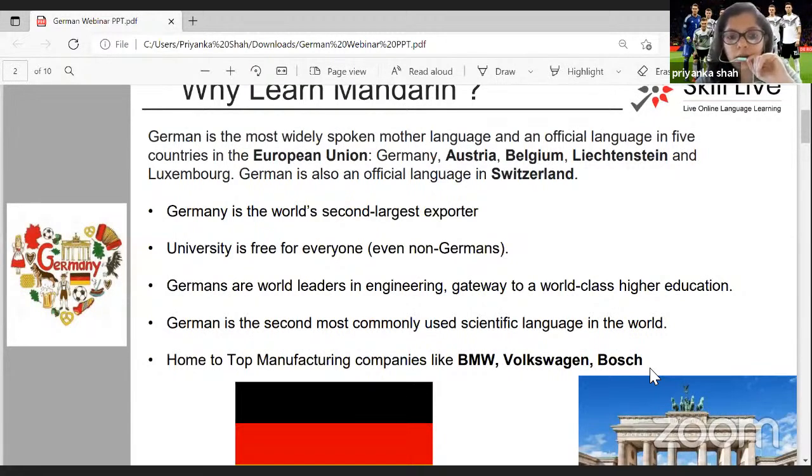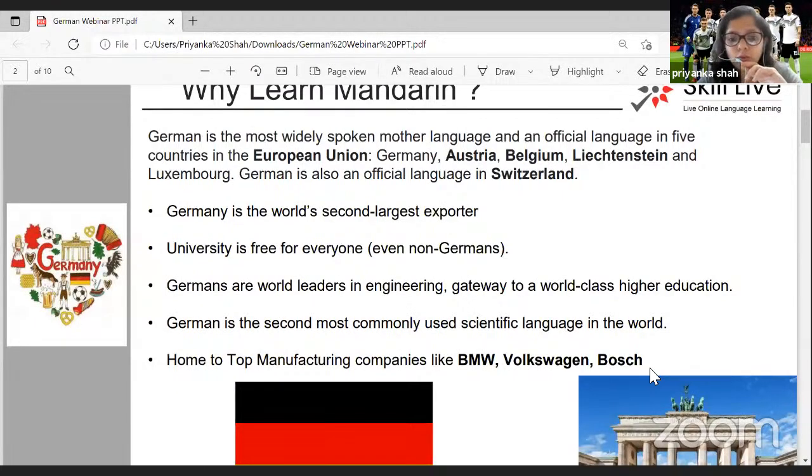Germans are world leaders in engineering, a gateway to a world-class higher education. The education quality in Germany is very good because the education system there is very different from ours in India. Germany has a very practical approach towards education. You have to do everything practically, so it is not only theoretical, but also practical. Germany is the second most commonly used scientific language in the world. So as I said, not only engineering, but also for research and development, Germany is not behind.